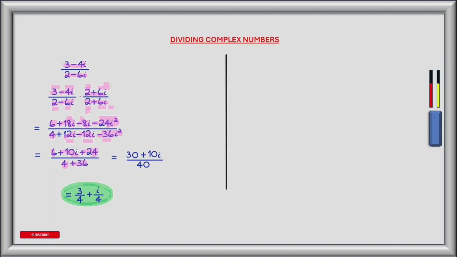Simplifying the numerator, we have 6 plus 24, which gives 30, plus 10i. And in the denominator, we have 4 plus 36, which is 40. So we now have a real number in the denominator. If we now divide both numerator and denominator by 10, we can get our new complex number into the format a plus bi. So we have 3/4 plus i divided by 4, which is our final answer.